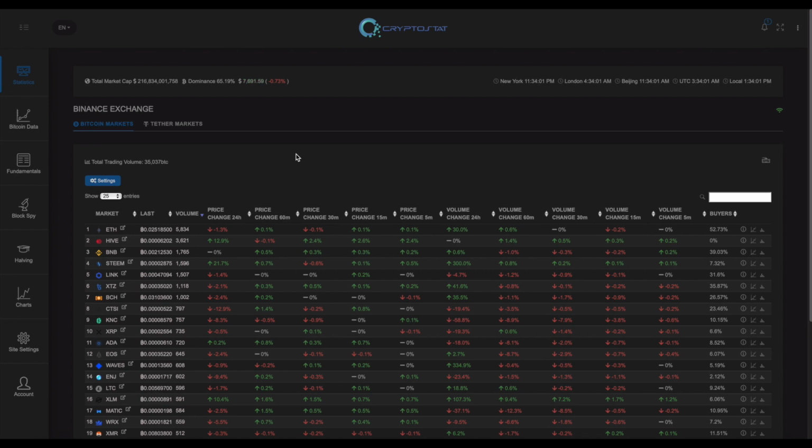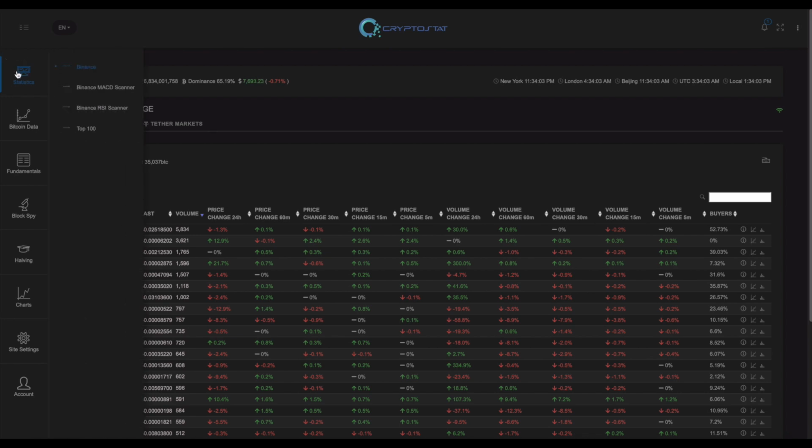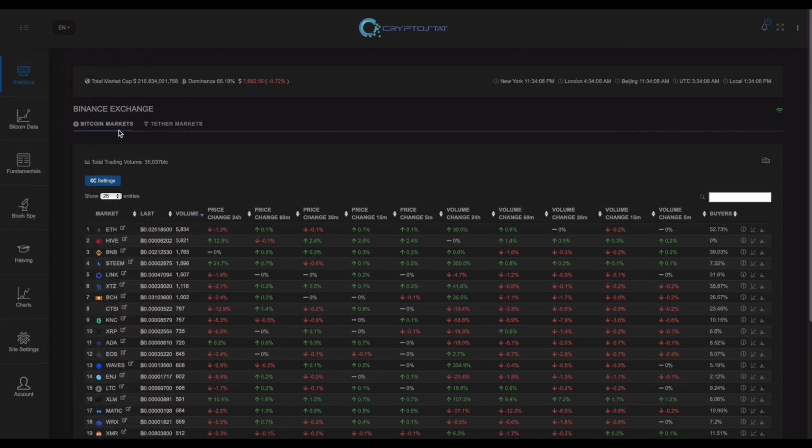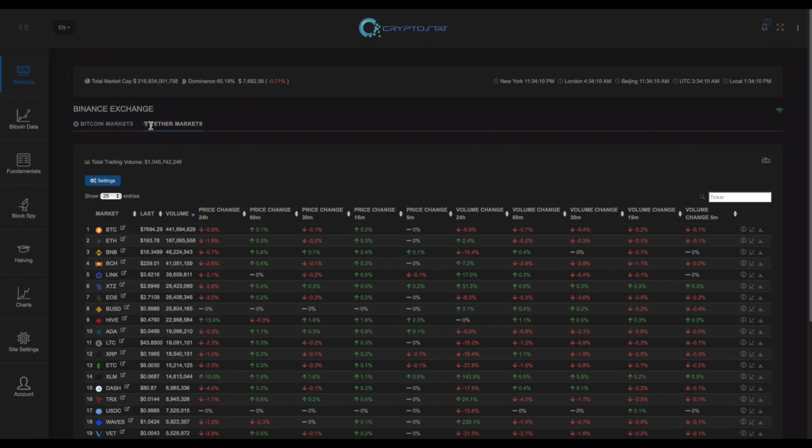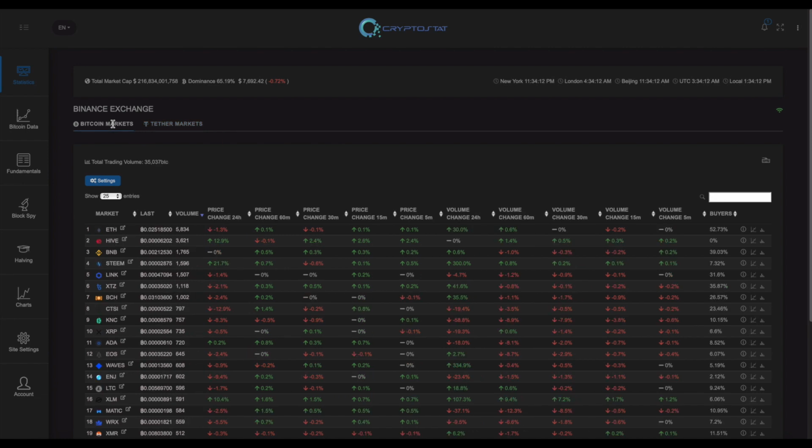Once you log into CryptoStat, this is where you land. This is the statistics and then Binance tab up the top here. We have the Bitcoin markets and also the Tether markets. Today we'll be just focusing on Bitcoin markets, as they are the same throughout the whole setup. Bitcoin and Tether, exactly the same understanding of how this all works. So let's go and have a look.